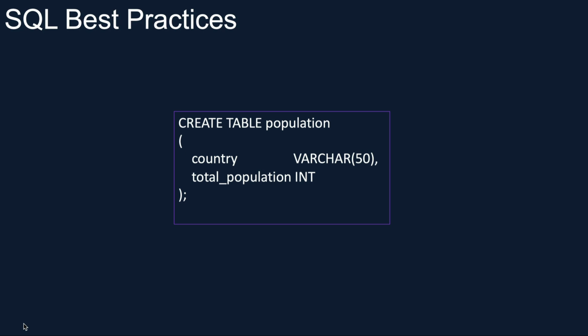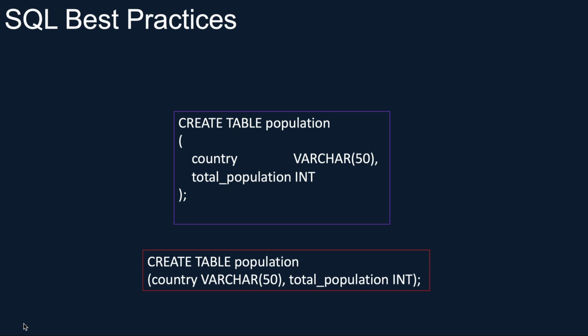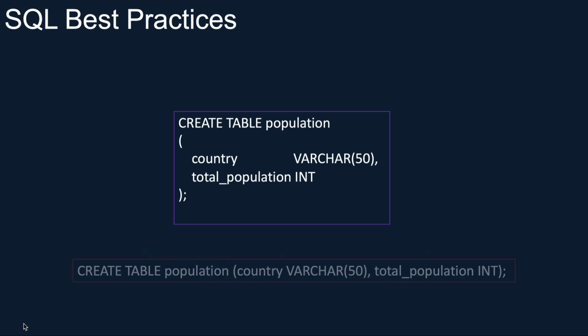As you know, we wrote this SQL statement in the previous lesson to create the table population. It's written over 5 lines with some formatting and indentations. But none of this is necessary when writing SQL statements. The same statement can be written like this with all the column details in one line and the rest in another. Also, you can write everything in one line like this.